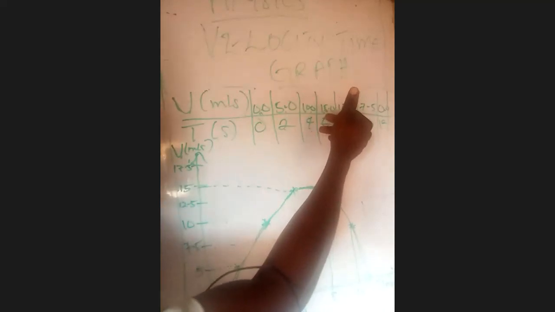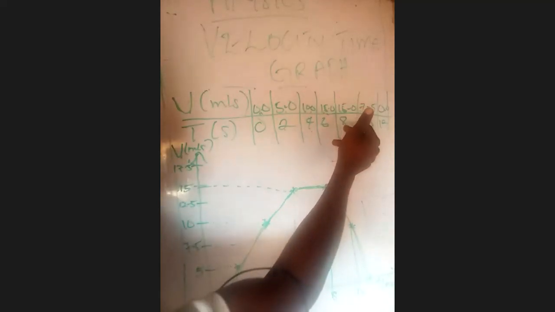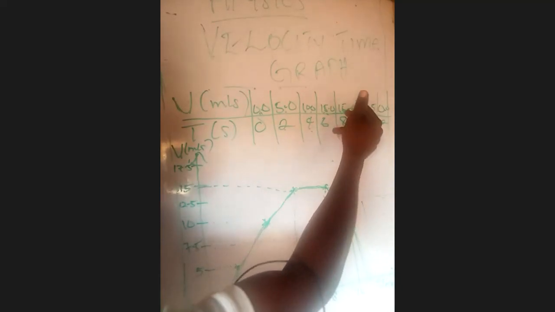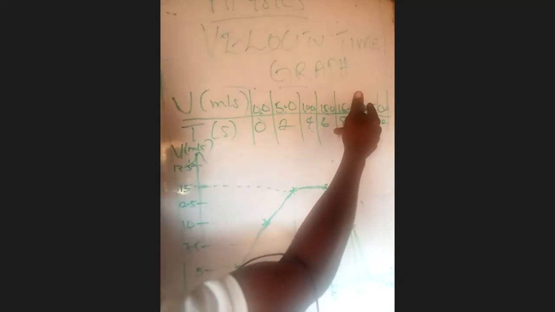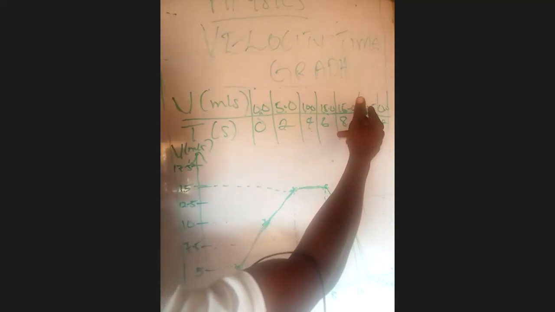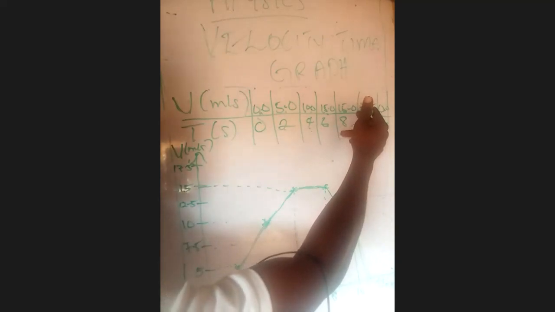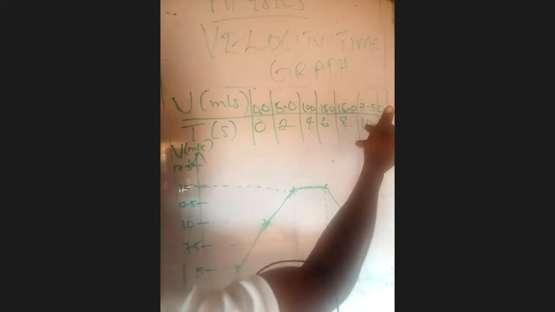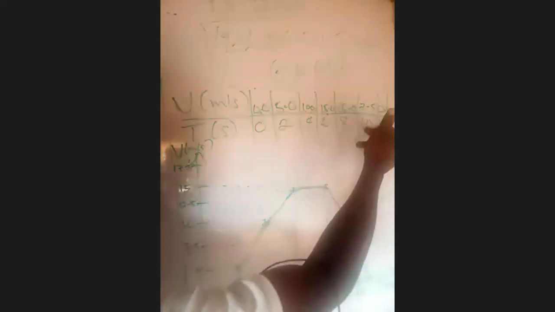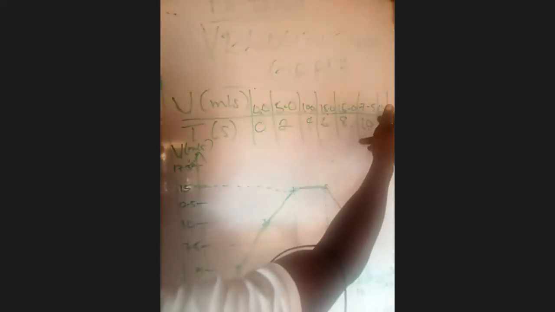So at 15 meters per second, from 6 seconds to 8 seconds, before it now starts to come to rest. And the velocity of the body is now 7.5 when the time was 10 seconds. Now the body comes to rest at 12 seconds. And that is what is on the graph here.